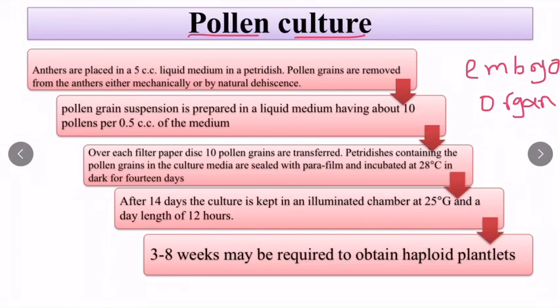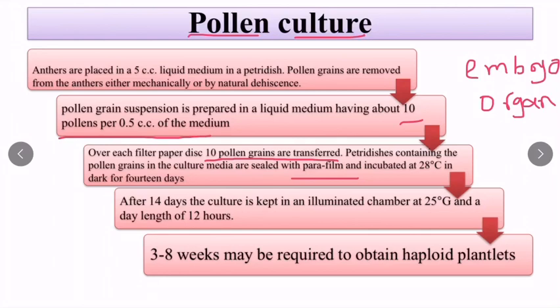So what is the actual protocol? Firstly, the anthers are placed into the liquid medium in a petri dish. Then pollen grains are removed from the anthers either by natural dehiscence or by a mechanical method. After that, a pollen grain suspension is prepared in a liquid medium having about 10 pollens per 0.5 cc of the medium. After that, over each filter paper disc, 10 pollen grains are transferred. Then the petri dish containing the pollen grains in the culture media is sealed with parafilm.